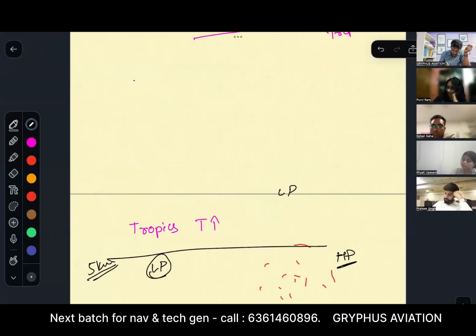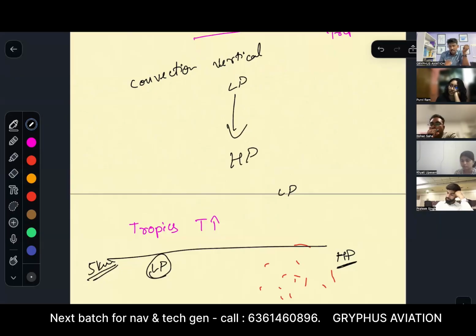Next one is convection. You just remember advection. The opposite of advection is convection. Convection will happen vertically, but in this, from low pressure, air molecules will move to high pressure. Advection horizontal, high to low. Convection vertical, low to high. I'll say the reason also for that.